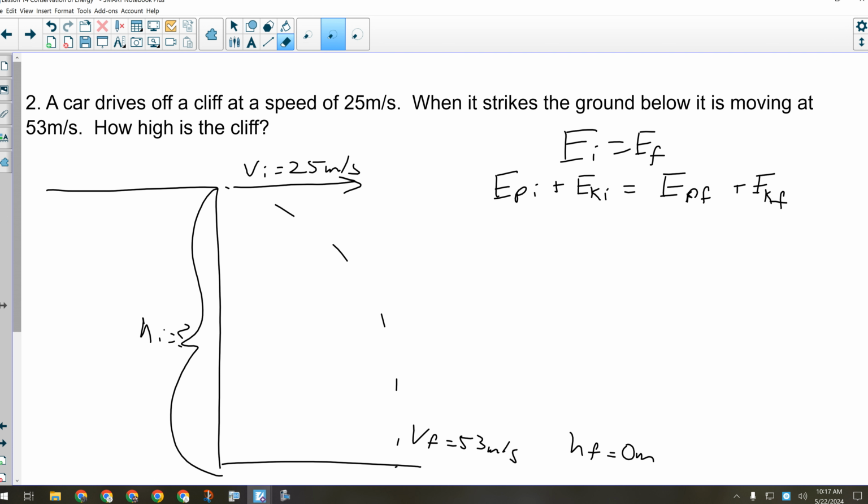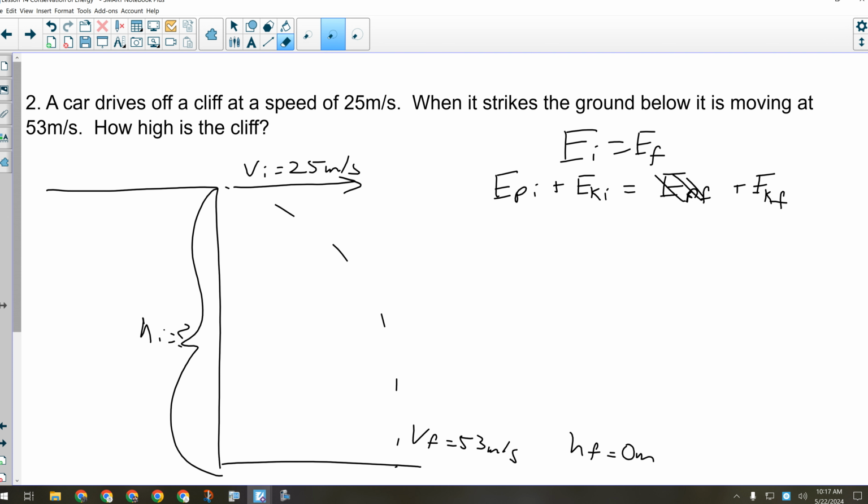Okay, are any of those zero? Which one? Final height is zero, so which energy is zero? Final potential. Okay, guys, am I always doing the steps in the same order? This is the point where I want to figure out, can I get rid of any of these before I have to do anything else?